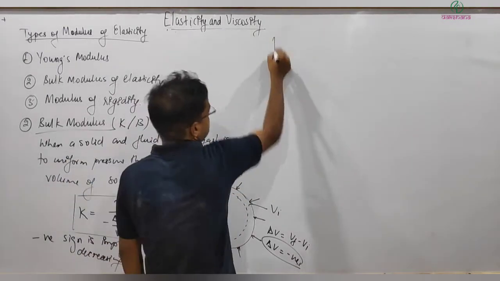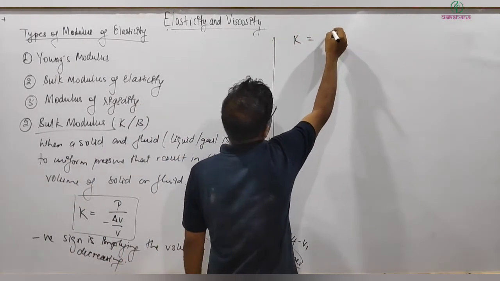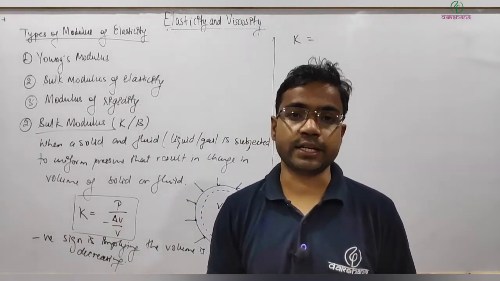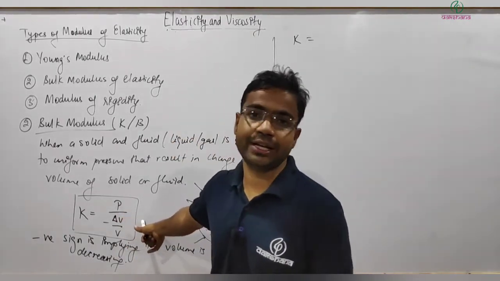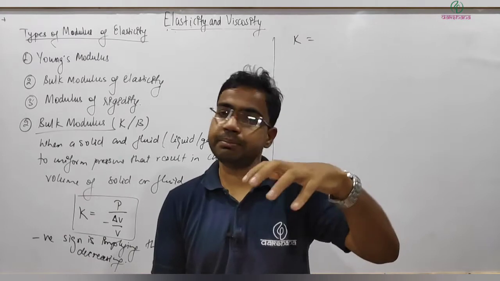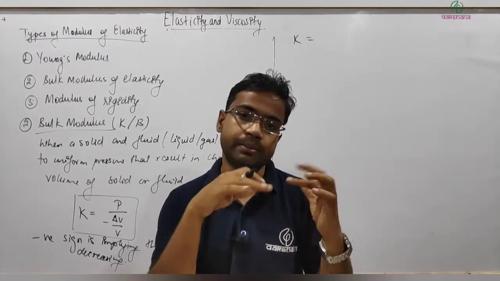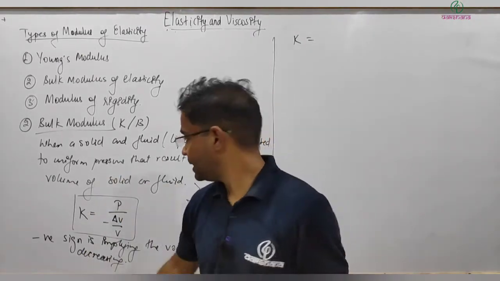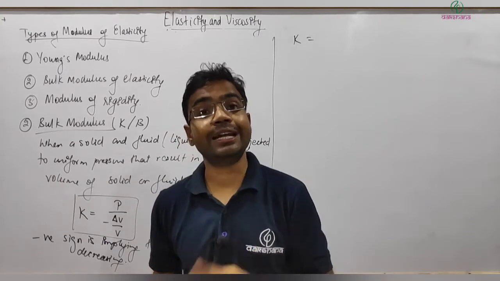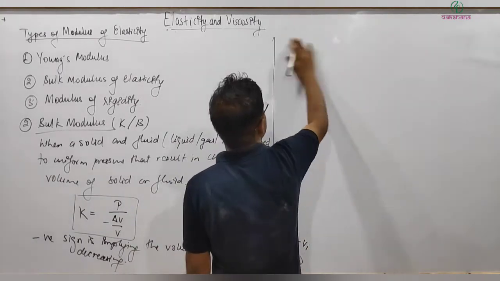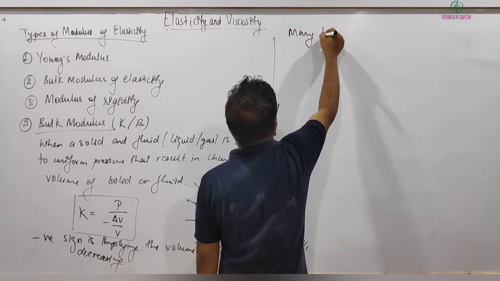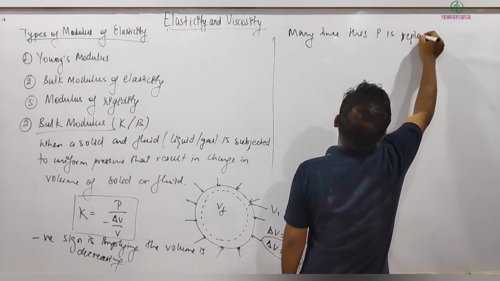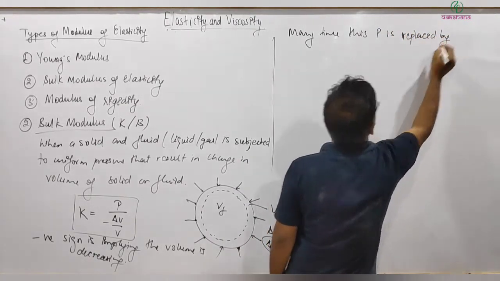So bulk modulus K is equal to pressure, and sometimes we write change in pressure also. Remember that many times you can write it as absolute pressure, or otherwise, let's say initially there is some pressure, some stress there, and then some additional load, additional pressure is applied. Then many times we express this P in terms of delta P. So remember that. Many times this P is replaced by change in pressure.